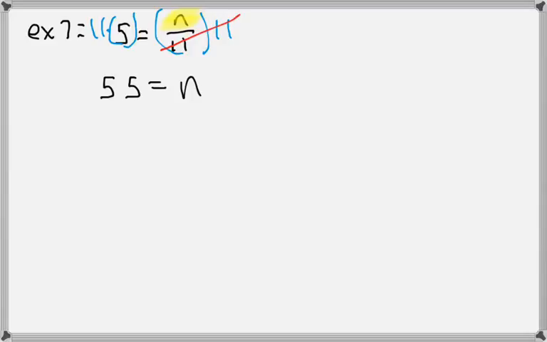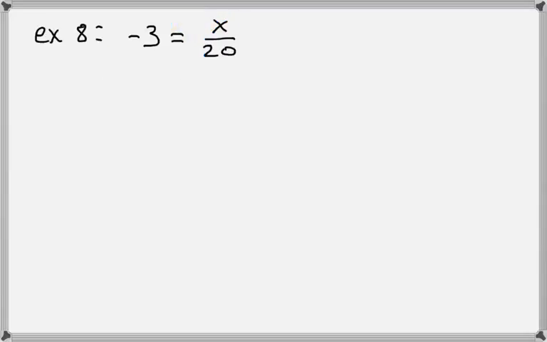Let's look at one last example dealing with one-step equations. So here we have a negative 3 is equal to an x over 20. Again, who are you trying to solve for? You're trying to get that x right there by himself. What is preventing him from being by himself? That divide by 20 right there. So how do you undo divide? Multiply, correct. So we're going to go ahead and multiply both sides by 20.